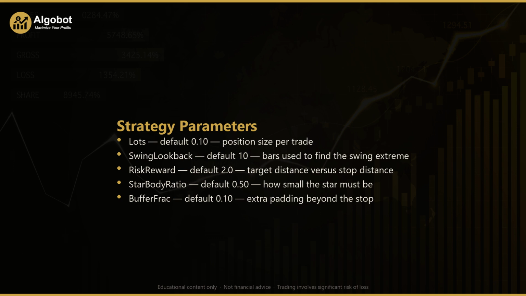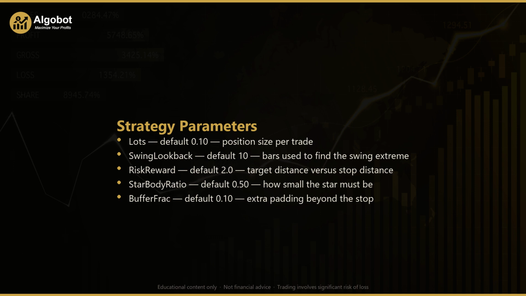Then there's RiskReward, defaulting to 2. This sets the take profit as a multiple of the stop distance. At 2, your target is twice as far as your stop. Raising it aims for bigger moves, but lowers your hit rate, while lowering it toward 1 does the opposite. It ranges from 1 to 5.